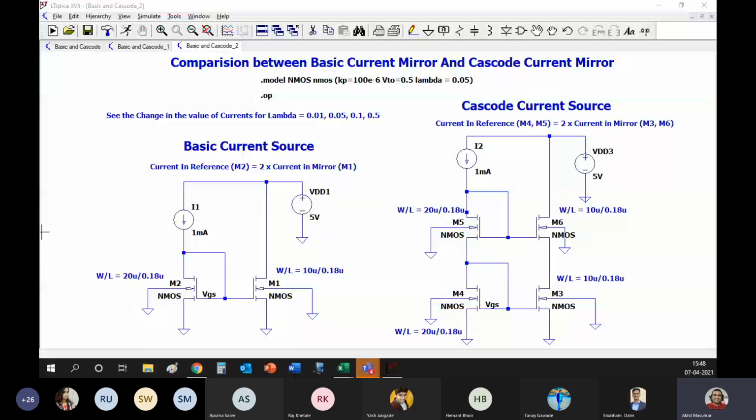Now, what do you feel, can channel length modulation be completely avoided? Parth, you are on mute. No, sir. So, if it cannot be avoided, do you feel that there has to be a method, or there has to be a circuit which should deal with it?